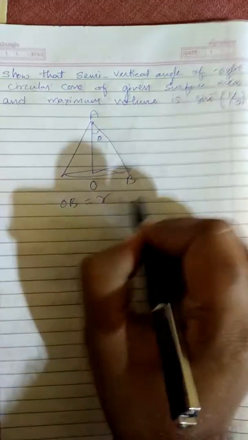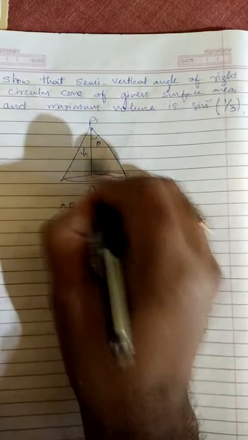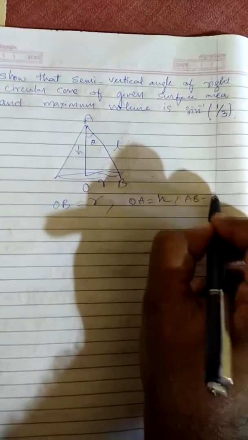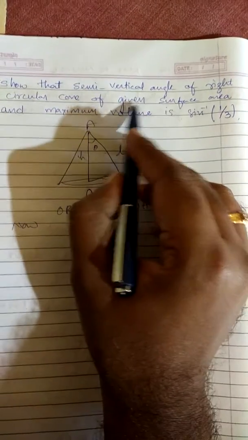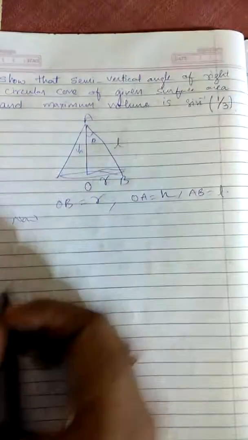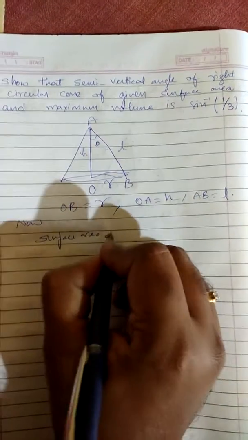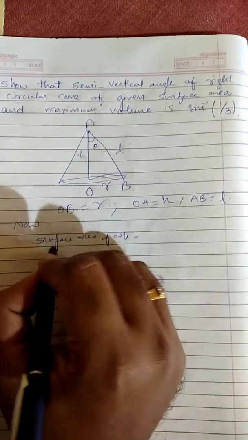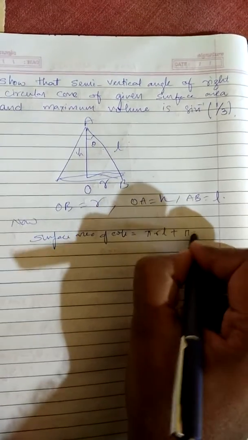OB is the radius and OA is the height, and L is the slant height. AB is the slant height. Now what is given is the surface area. So the surface area of the cone, that is the total surface area, is pi RL plus pi r square.